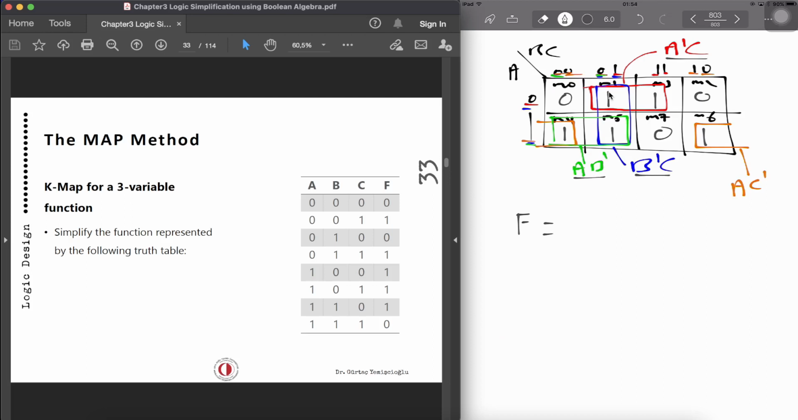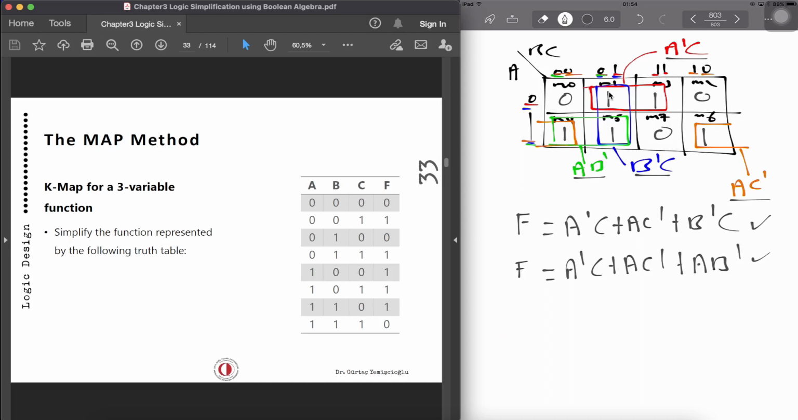So A prime C and A C prime are definitely going to be in there. And from one of those, I'm just going to write B prime C. Or you can write alternatively A prime C or A C prime or A B prime. These are both valid, but not together.